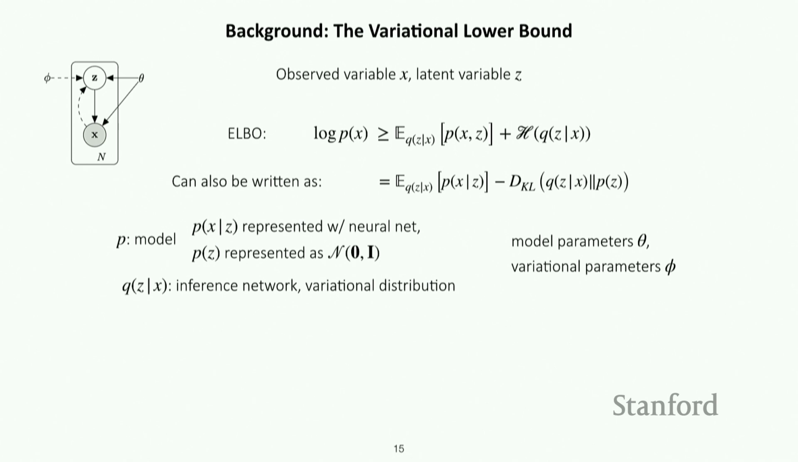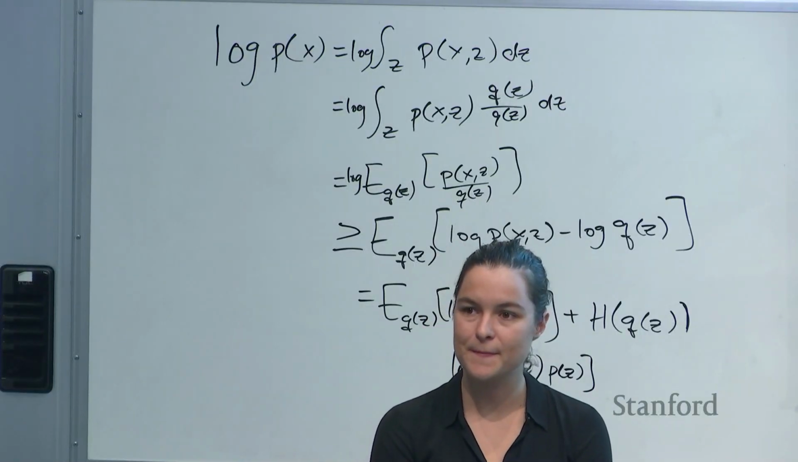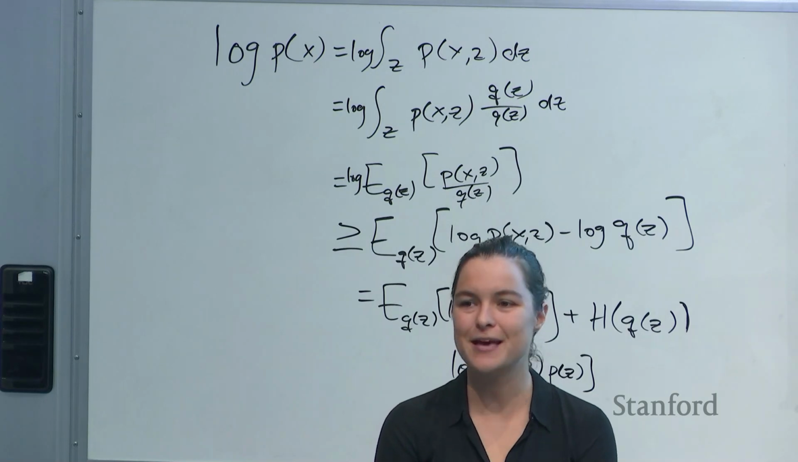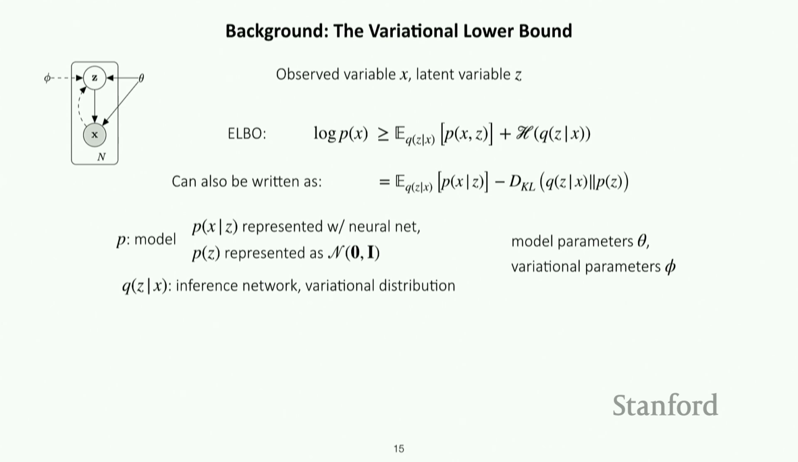OK, so this is all nice. We have an objective we can optimize. We have neural networks that are representing different components of this, and we can just backpropagate our objective into our neural networks. Yeah? Sorry, just to clarify, do the dashed arrows represent the variational distribution? Yes, exactly. The solid arrows are representing the model distribution, and the dashed arrows are representing the variational distribution.